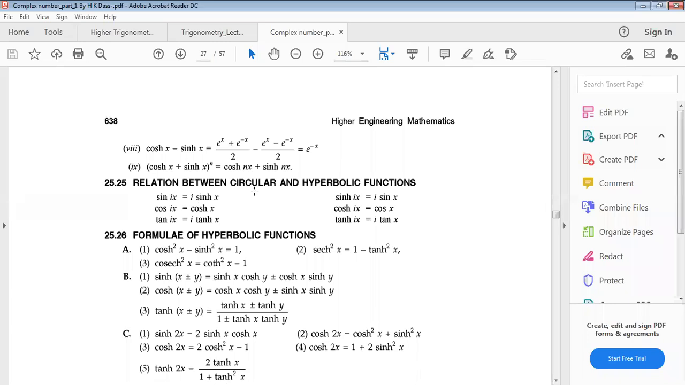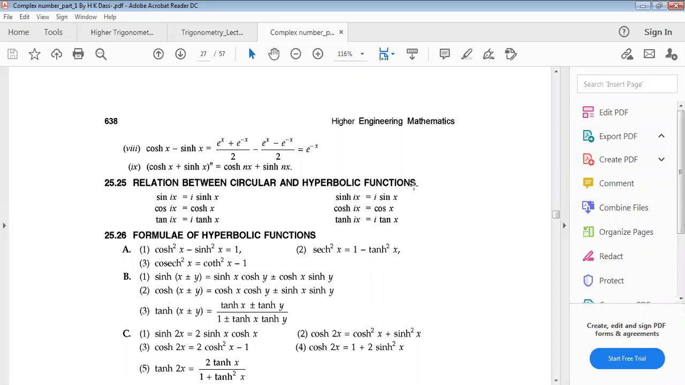Again, relation between circular and hyperbolic function: sin ix equals to i sin hyperbolic x. Actually, this will be the formula, and we have to use these types of formula in different examples of circular function. Sin ix equals to i into sin hyperbolic x, and cos ix equals to cos hyperbolic x. Remember it. That means cos absorbs i, then it becomes hyperbolic function. Tan ix equals to i tan hyperbolic x.